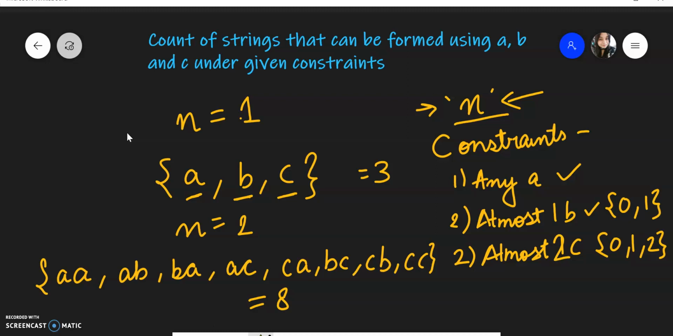For example, if you take n equal to 1, you have only one space to fill up, right? So considering all these constraints, you can form three strings, that is either a, b or c. So your output will be 3. Similarly, if you have n equal to 2, these are the strings that can be formed. So your output will be 8.